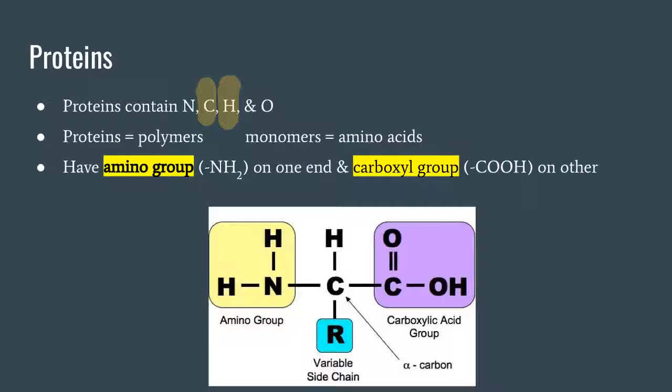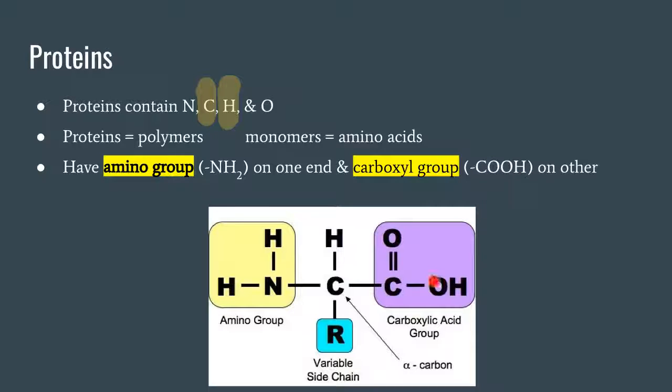Well, it gets its name from something called the amino group on there, which is the NH2. So when I look at the structure, NH2, that's what we call the amino group. That's how it gets its name because of the nitrogen on there. On the other end, we have something called the carboxyl group or the COOH group.